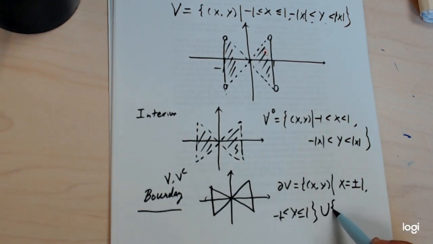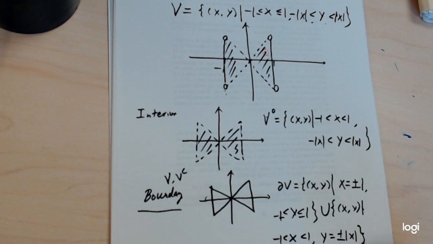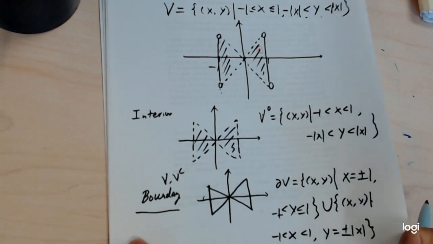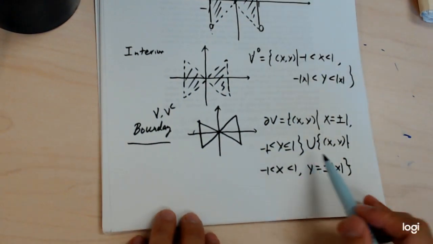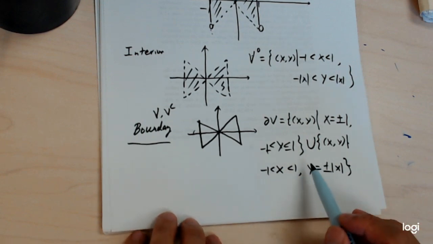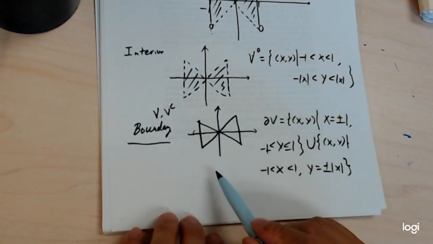Union, all the x and y such that x is between negative 1 and 1 and y equals the absolute value of x and also negative the absolute value of x. All right, so that's the boundary. I guess you don't have to write this whole thing down, but it's pretty clear that's the boundary.